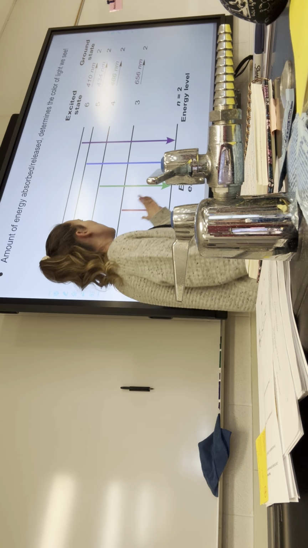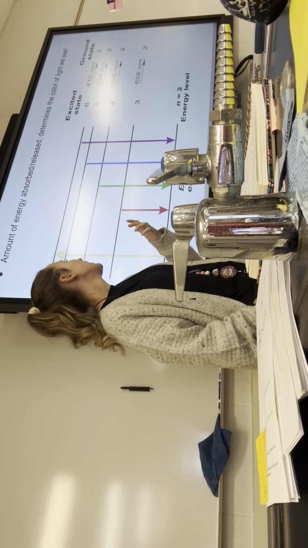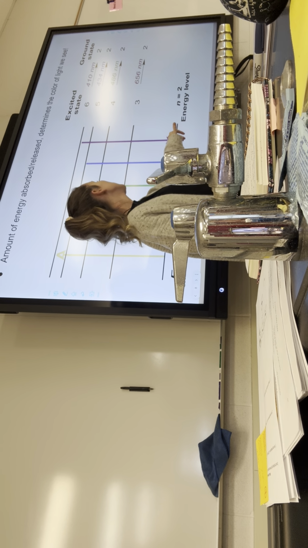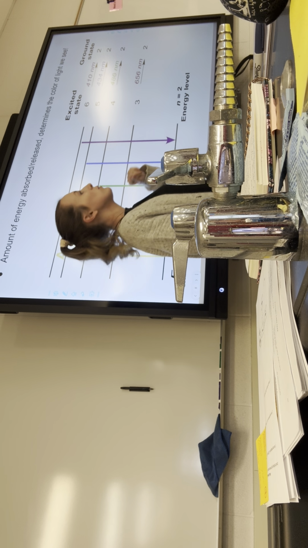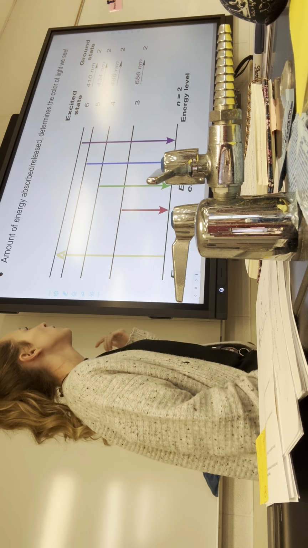And finally for violet light, this is our most energy being added. Our biggest jump is from energy level 2 to energy level 6. Drops back down to ground state, energy is released, and we see purple light.